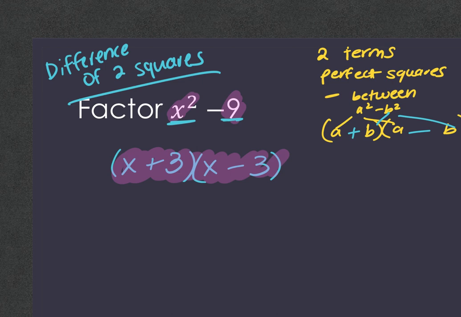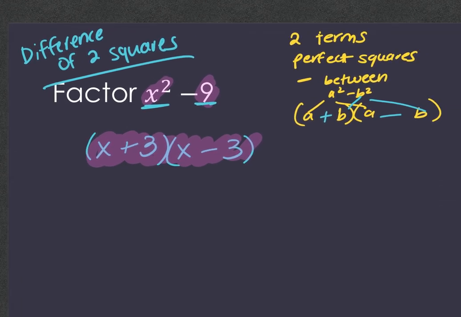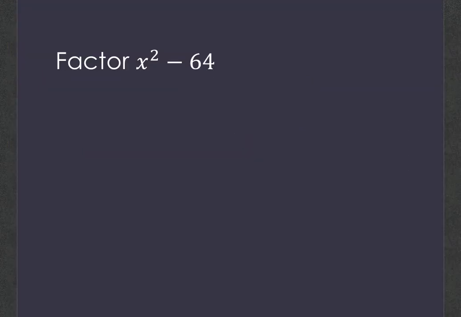This one's easy. Yep. Okay, last one. Are they both perfect squares? Yeah. Is there a minus between them? Yes. So I do two parentheses, square root the x squared, square root the 64. Plus 8. What if the number is not a perfect square? Then you can't factor it this way.